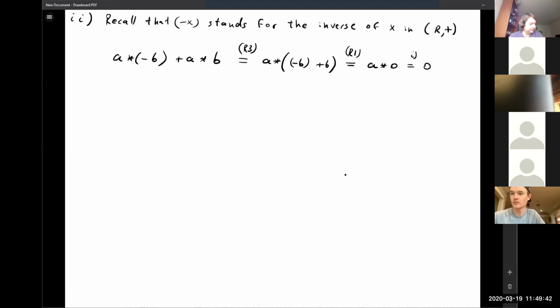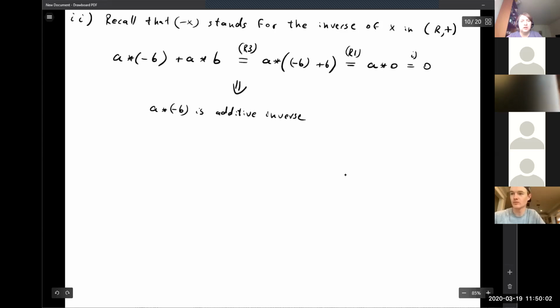Well, so what we have is that A star minus B is the additive inverse for A star B. And of course, the other thing is similar.